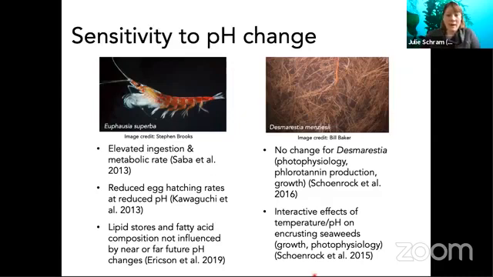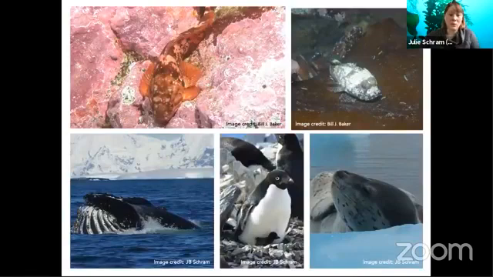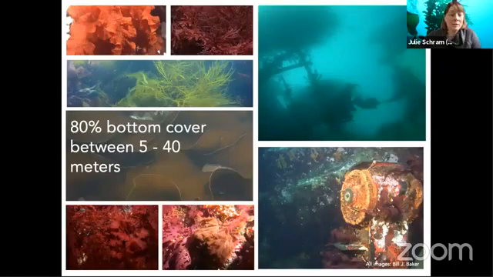Let's talk about the animals that live here. So when you think about Antarctica, you're probably thinking of at least one of these organisms. These big, beautiful macrofauna are awesome and fun to see, but the ones that I get really excited about are the ones that live on the benthos. Around Palmer Station, where I've done most of my work on the Western Antarctic Peninsula, approximately 80% of the benthos is dominated by macroalgae, particularly between the depths of 5 and 40 meters.